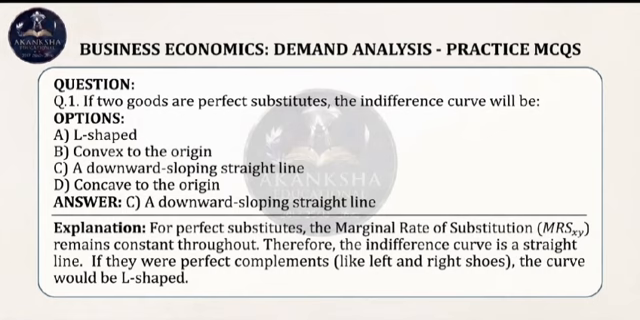If two goods are perfect substitutes, what will the indifference curve look like? The correct answer is C, a downward sloping straight line. Because the marginal rate of substitution remains constant for perfect substitutes, the curve is a straight line. If they were perfect complements like left and right shoes, the curve would be L-shaped.